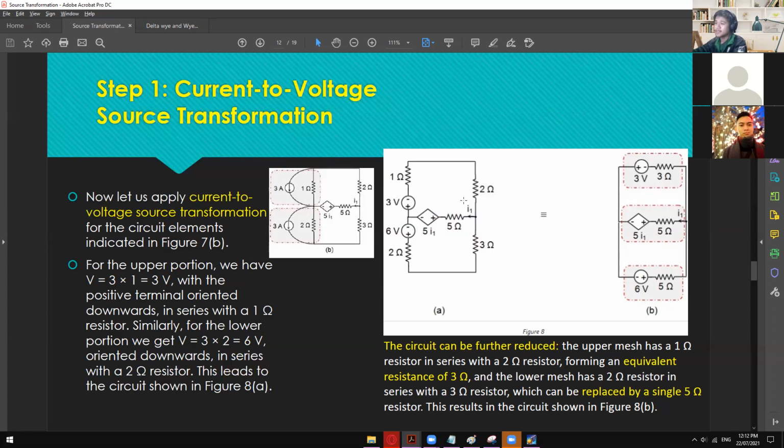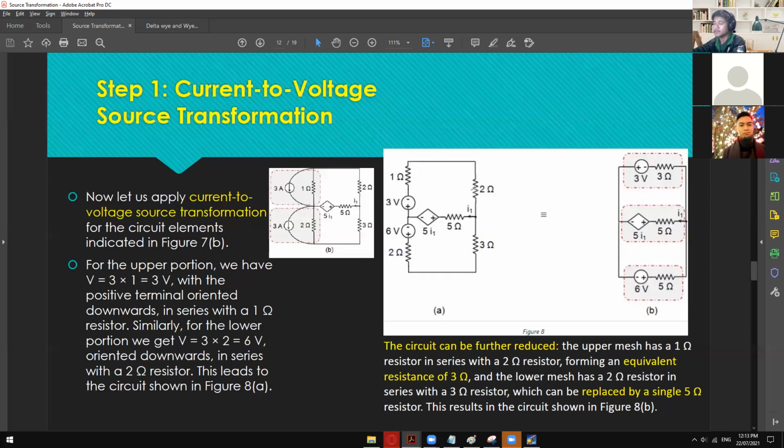Another thing, we can now arrange this into something like this. So 3 volts and 1 ohm go up right here, and then 6 volts and 2 ohms. Actually, they are already combined here. So let's combine these two first: 2 ohms and 3 ohms. Since they are in series, it results in 5 ohms. And this voltage source also goes down on this branch right here.